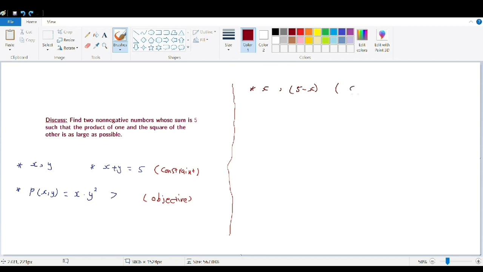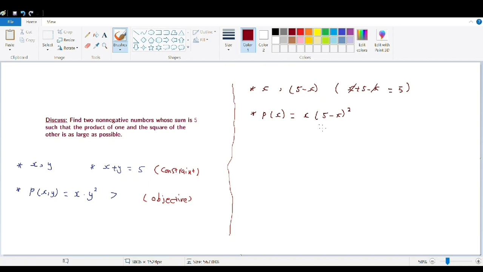So here we have x plus 5 minus x. If we add this variable and this variable, we'll get x plus 5 minus x, which is equal to 5, because this x will go with minus x. So the first variable will be x, the second one will be 5 minus x. Now our function is p of x, the first one is x, the second one will be 5 minus x all squared, because we replace this y by 5 minus x.